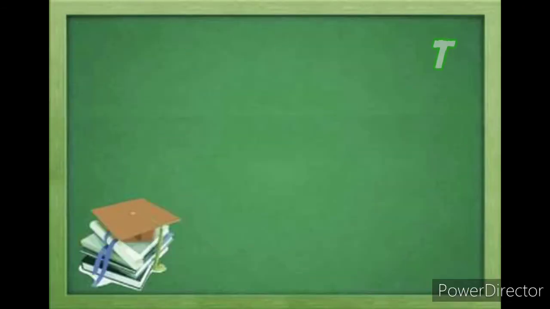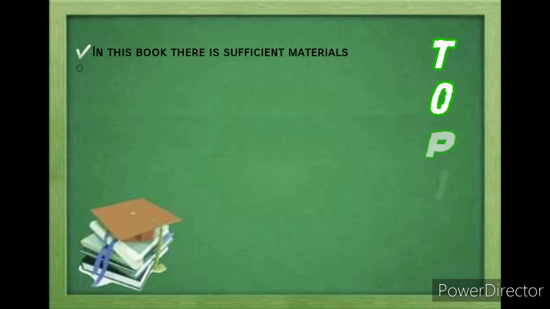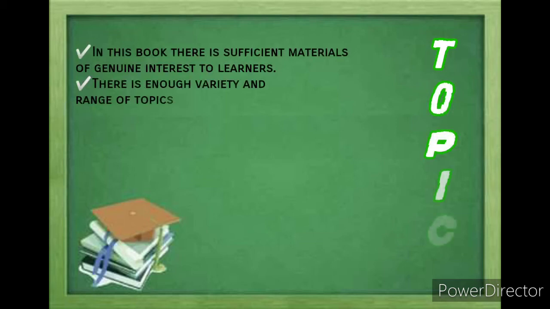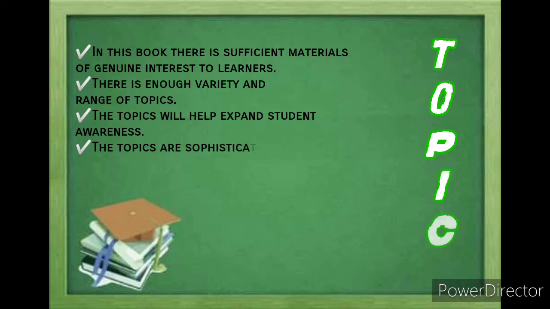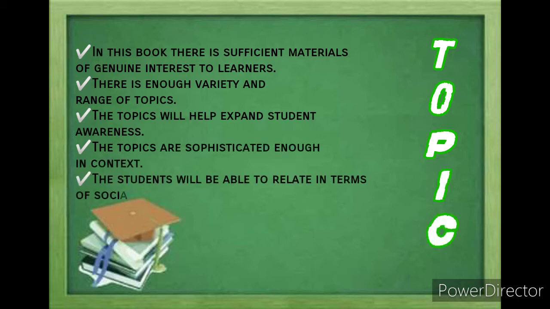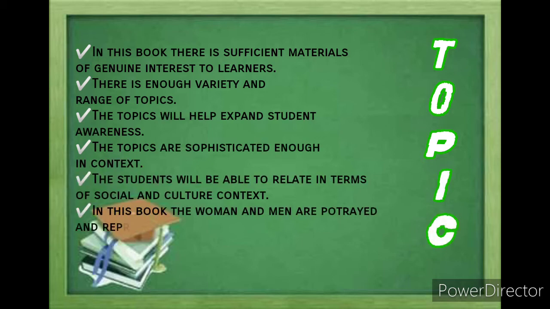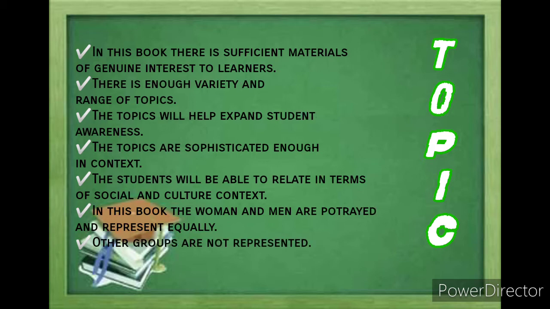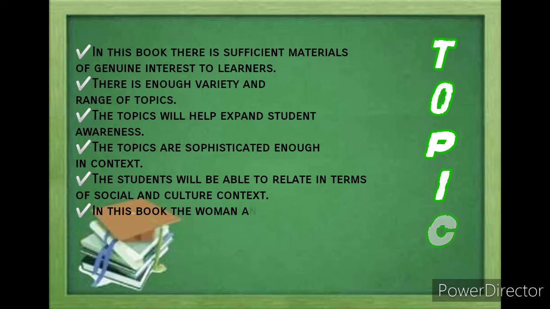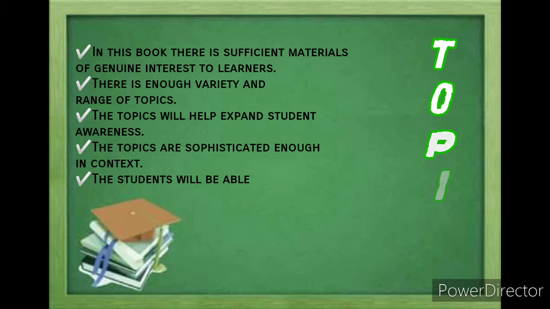Heading 5 is topic. In this book, there is sufficient material of genuine interest to learners. There is enough variety and range of topics, and the topics will help expand students' awareness. The topics are sophisticated enough in context. The students will be able to relate in terms of social and cultural context. In this book, women and men are portrayed and represented equally. Other groups are not represented.